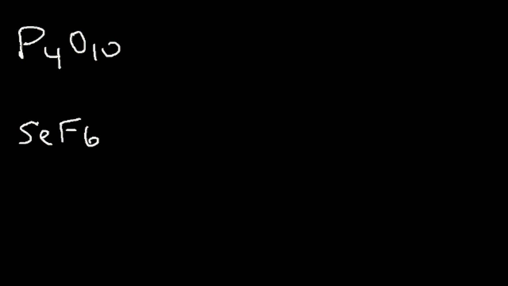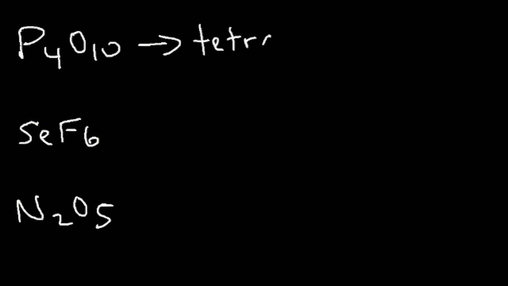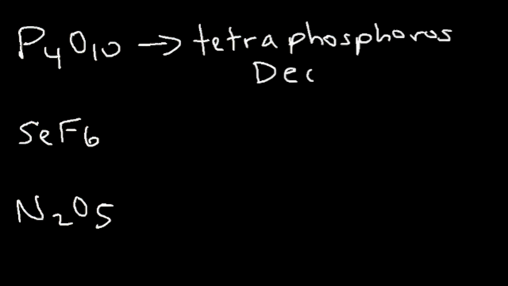So let's go over the nomenclature of molecular compounds. Go ahead and name the following compounds. So this one is called tetraphosphorus decoxide, because there are 4 phosphorus atoms. Deca is for 10.